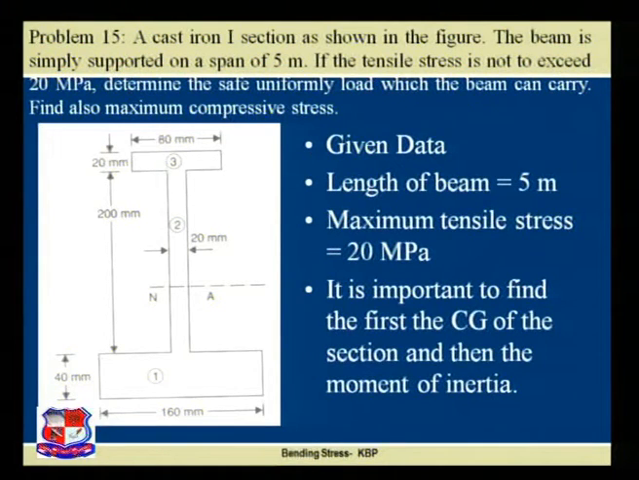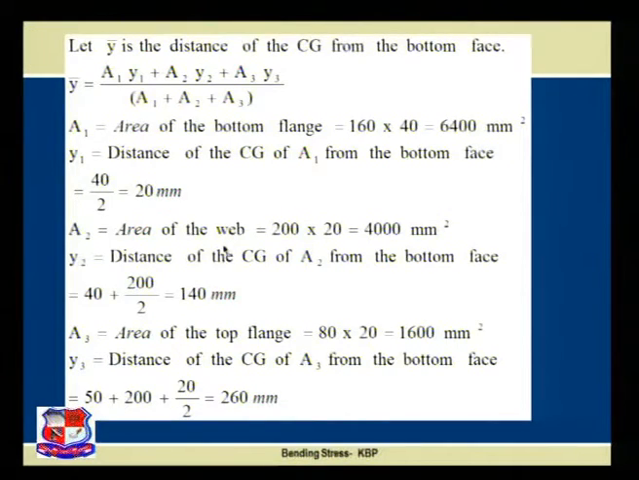So what we have to do right now? To find out the CG, I have to divide my figure into 3 parts, like first part, second part, and the third part. Let us do it right now. So y bar is the distance of the CG from the bottom face. So y bar is equal to a1 y1 plus a2 y2 plus a3 y3 divided by a1 plus a2 plus a3.